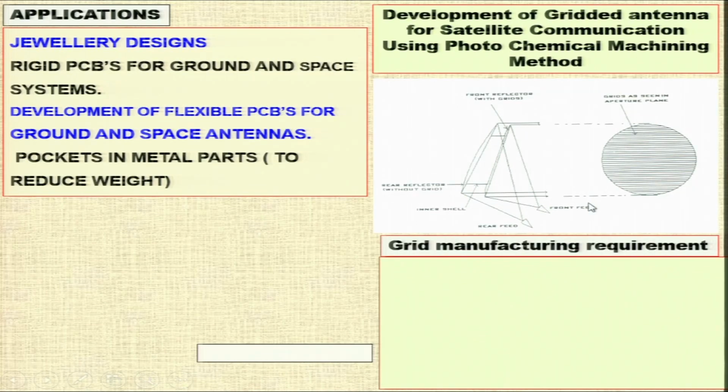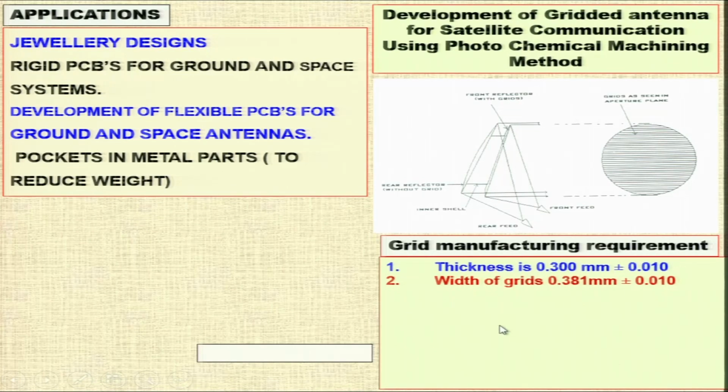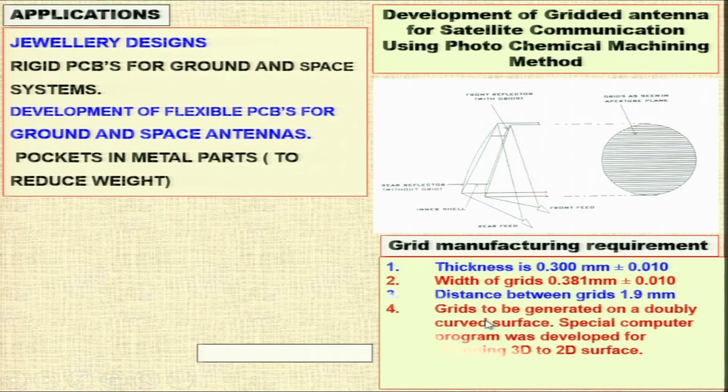Grid manufacturing requirement. Thickness is around 0.300 millimeter plus minus 0.010. Width of grids 0.381 millimeter plus minus 0.01. Distance between grids 1.9. You can see over here grids over there.